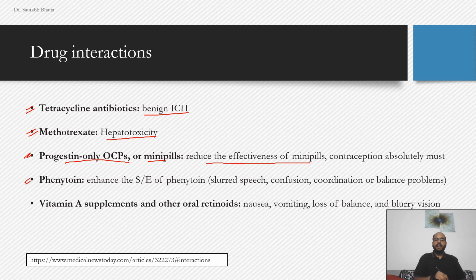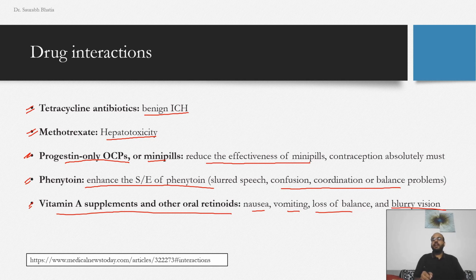Phenytoin: acitretin can enhance the side effects of phenytoin. Side effects like slurred speech, which I'm having right now because I'm very sleepy, confusion, and coordination and balance problems. These are all side effects of phenytoin, which are increased if taken concomitantly with acitretin. Vitamin A supplements and other oral retinoids can cause increased chances of nausea, vomiting, loss of balance, or blurry vision when taken with acitretin.